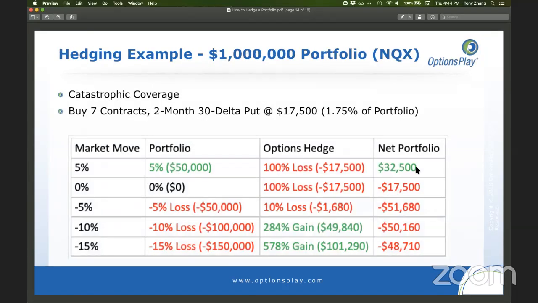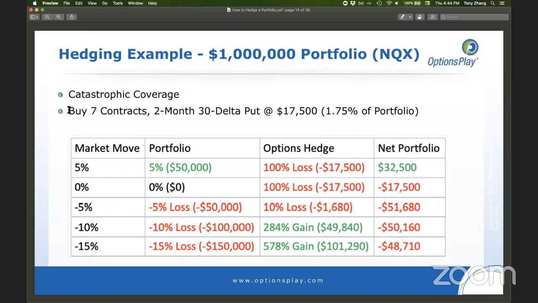So first, I'm going to talk about the catastrophic insurance. I have a hypothetical $1 million portfolio. In this particular case, I'm going to use NDX, which is a NASDAQ 100 index option. And we're going to look at buying catastrophic coverage on this portfolio, meaning we're trying to protect ourselves only against a big move against the market.